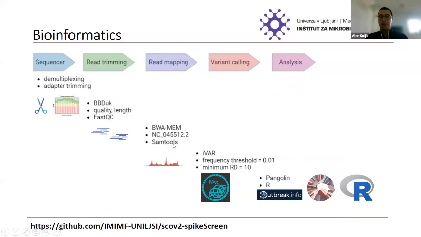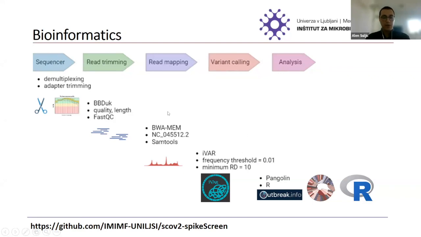The bioinformatic pipeline consisted of the analysis done priorly. So at the level of the sequencer, there is some analysis being done. The subsequent reads were then trimmed by quality and length. The reads were then mapped to the reference genome. The variants were called using iVar, and the subsequent formal analysis was conducted on this data.